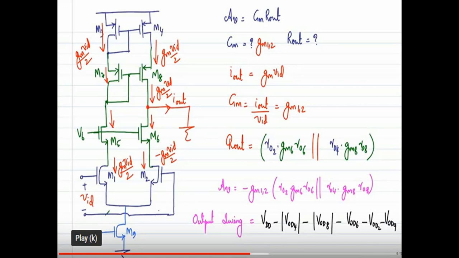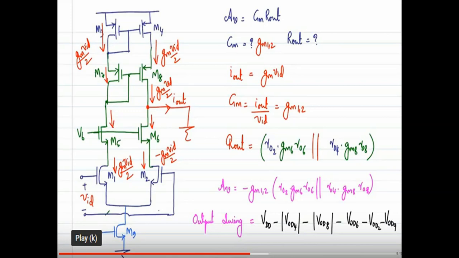So finally we get capital GM and R out. So finally we can write the gain AV is equal to GM into R out. So we can write minus GM 1, 2 into RO2 into GM6RO6 parallel RO4 into GM8RO8. So this is the gain of a single-ended telescopic op-amp.